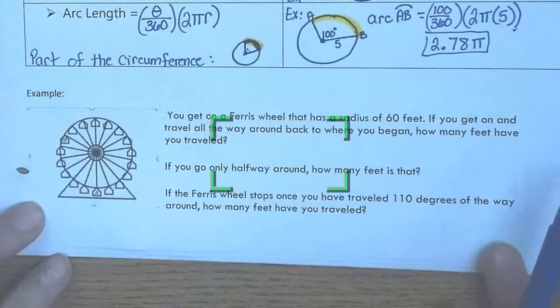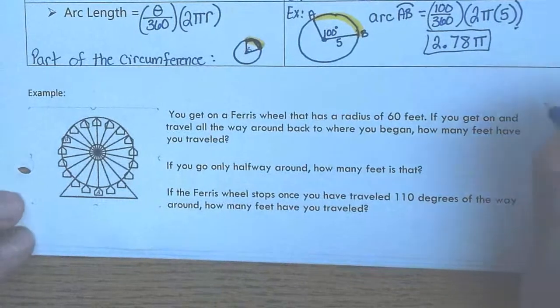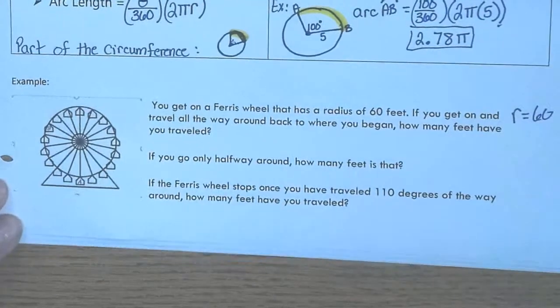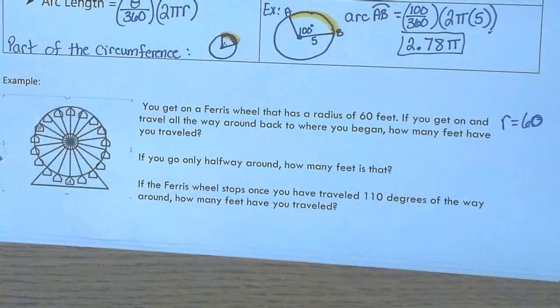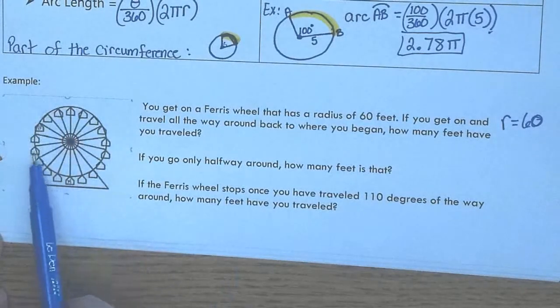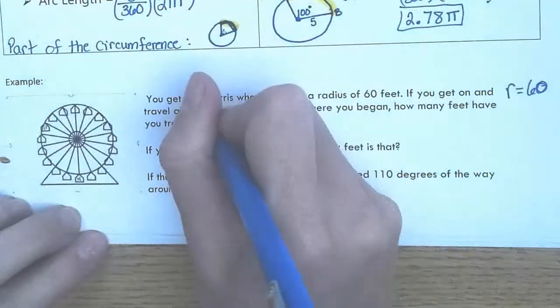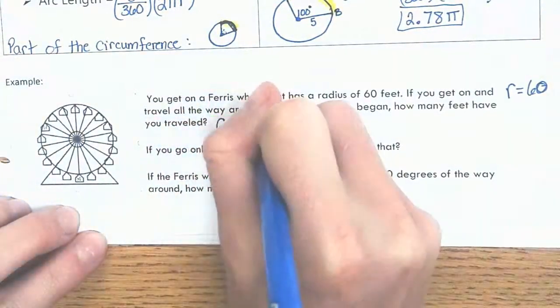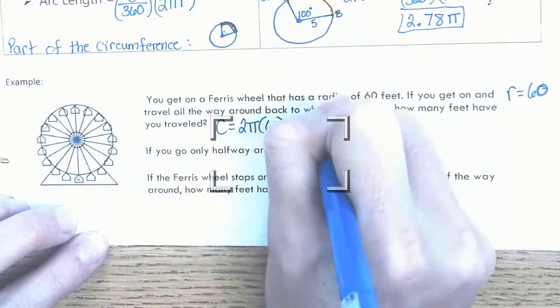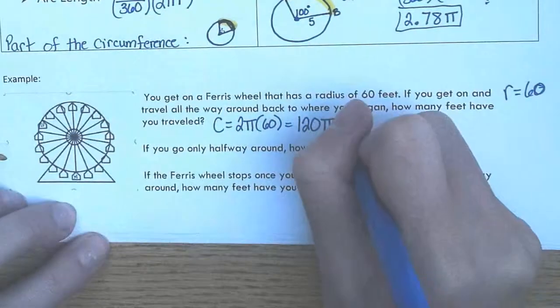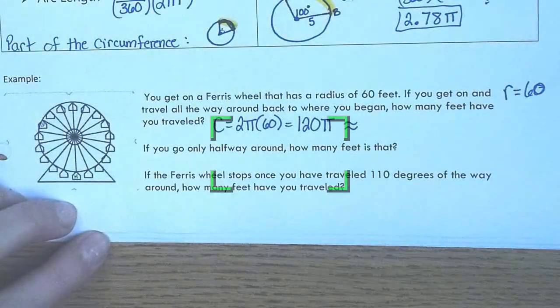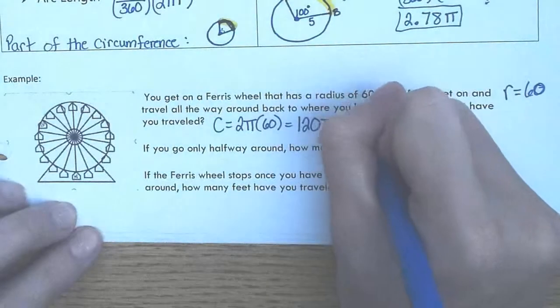So when you look at this, you get on a Ferris wheel that has a radius of 60 feet. So I'm going to jot down R equals 60. If you get on and travel all the way around back to where you began, how many feet have you traveled? That's just the distance around the circle, or the circumference. So we're going to do 2 times pi times 60, which is 120 pi. Or if we plug in pi, 120 times pi, we get 377 feet.